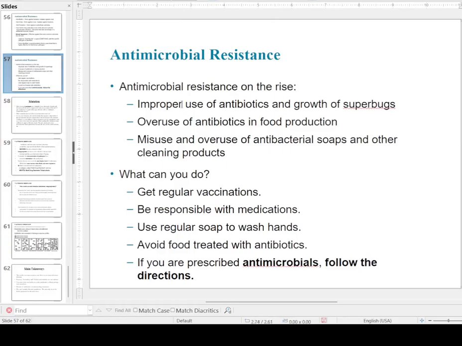Antimicrobial resistance is on the rise, though, as antibiotics are misused either intentionally or accidentally. Then it gives rise to resistant forms.